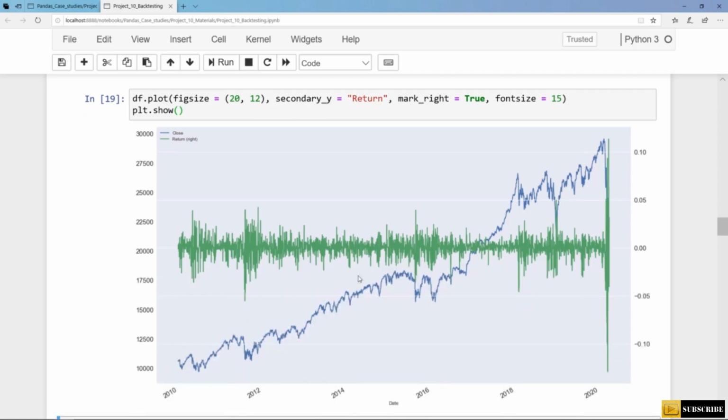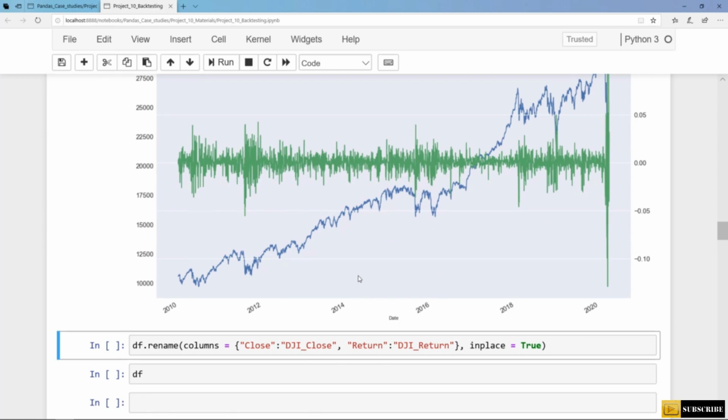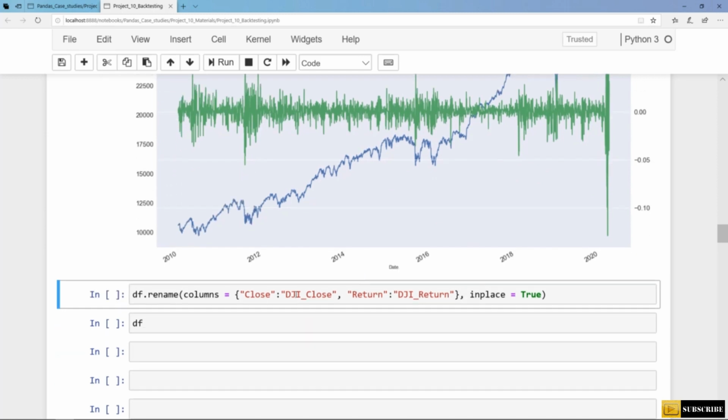And finally, let's tidy up our data frame and rename the column labels. Instead of close, we want to have Dow Jones close prices, and instead of return, the Dow Jones return. Later on, we will also add prices and returns for our strategies that we want to backtest. Therefore, it should be clear that these are the Dow Jones prices and returns.